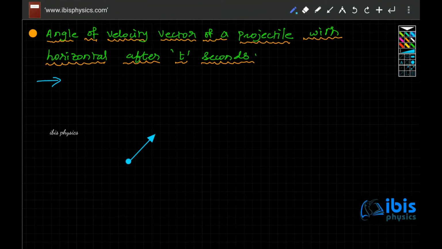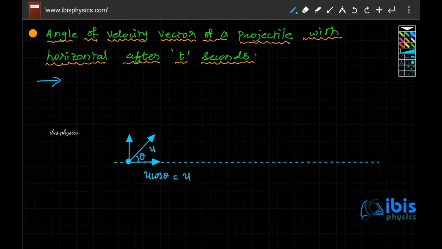You're just projecting an object at an angle theta with the horizontal. You already know that the initial horizontal velocity is u cos theta and the initial vertical velocity is u sin theta, given that the angle of projection is theta and the velocity of throw is u. You know that this object is going to trace this path and finally it will hit the ground. So after some time, what is its velocity? What is the angle it makes with the horizontal?